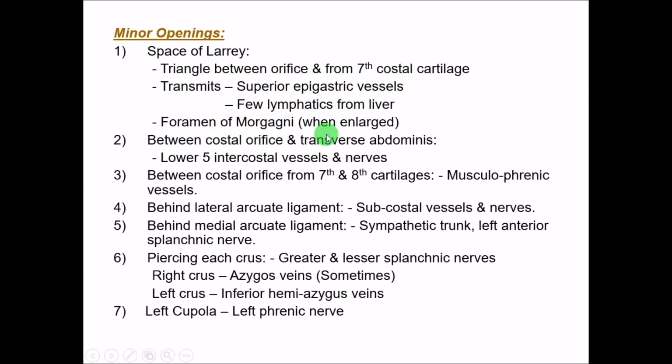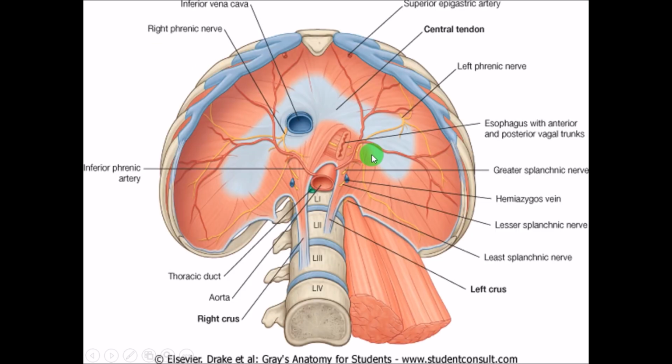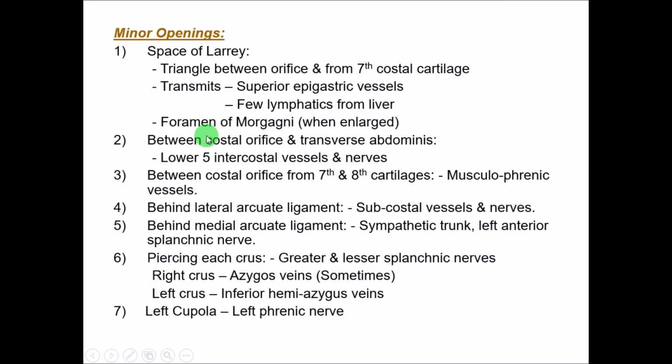Between the costal orifice and the transverse abdominis there is also a small space through which the lower 5 intercostal vessels and nerves will be passing. The transverse abdominis is the innermost abdominal muscle. So between the costal orifice and the transverse abdominis, the lower 5 intercostal vessels and nerves will be passing through. So that will be called the second space, a minor space.